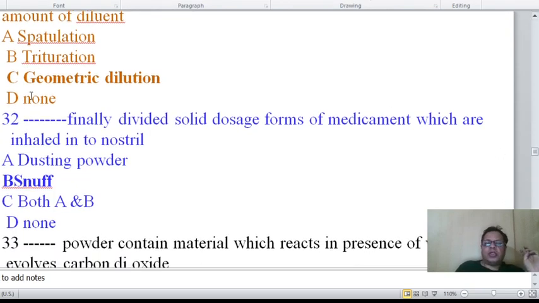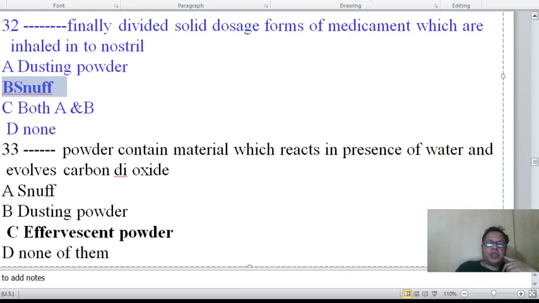For question number 32, finely divided solid dosage form of medicament which is inhaled in the nostril. So basically the powder which can be inhaled is snuff. So option B, that is snuff, is the right answer for question number 32.